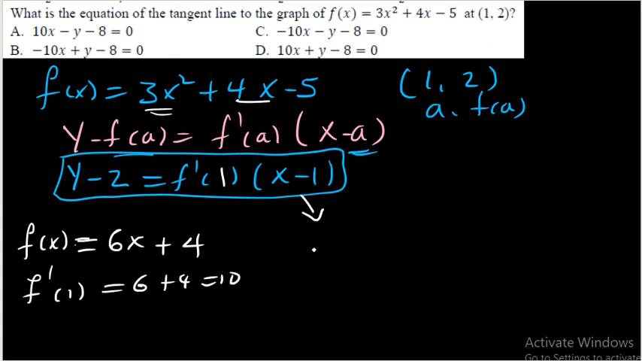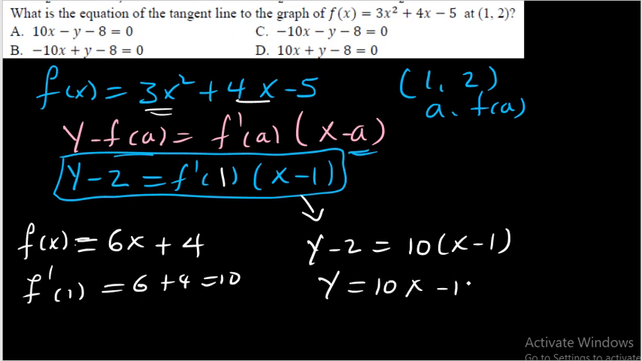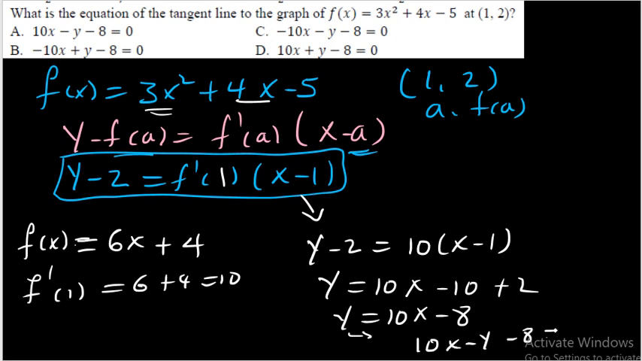So this equation of line is going to be now y minus 2 is equal to 10 in bracket x minus 1. So we have to reshuffle and finish it. y is equal to 10x minus 10 plus 2. So y is equal to 10x minus 8. So which equation is containing this expression? 10x minus y minus 8. Yeah, that's going to be A. We can reshuffle and bring the y there. It will be 10x minus y minus 8, which is equal to 0. So the answer is going to be A.